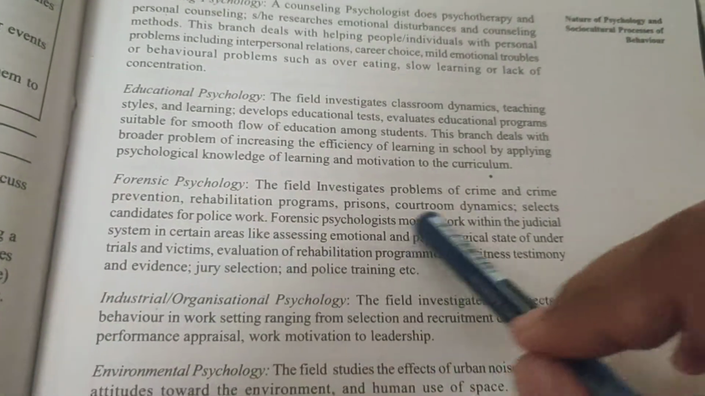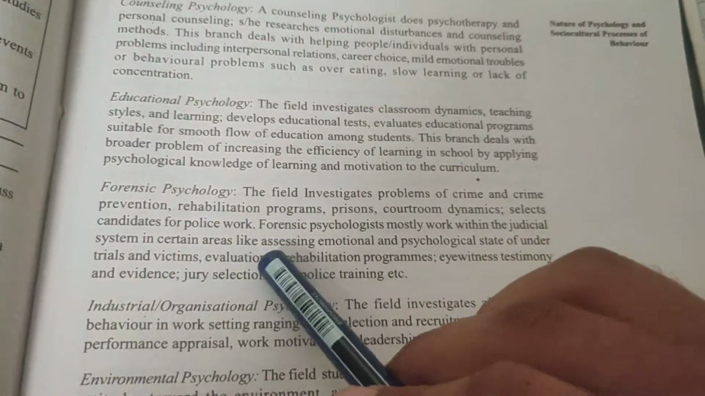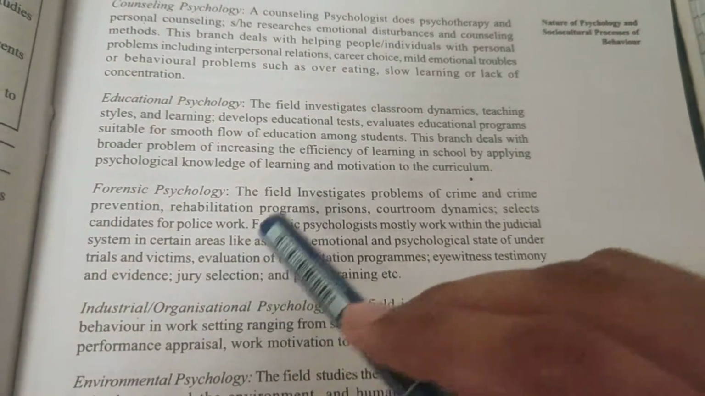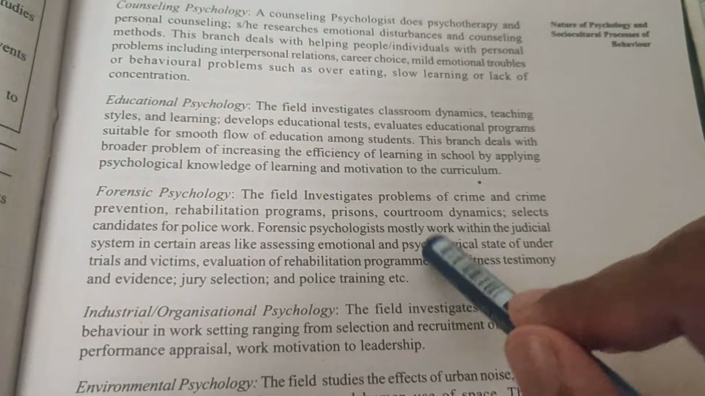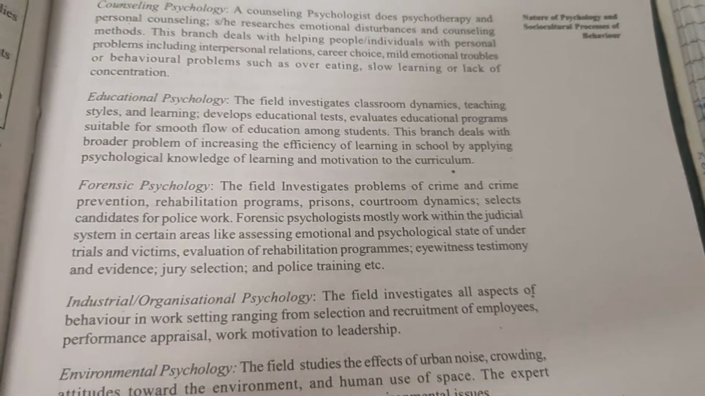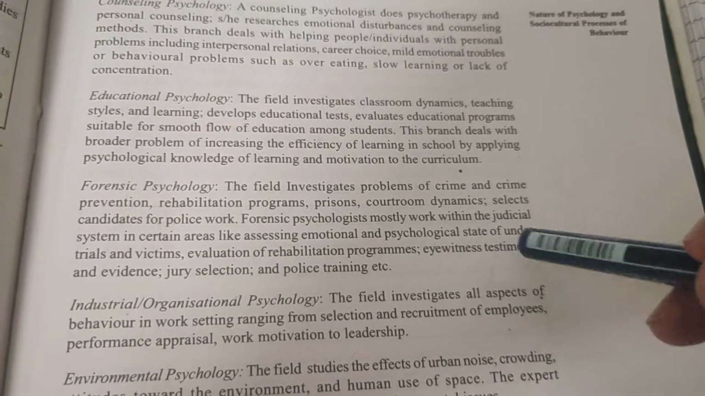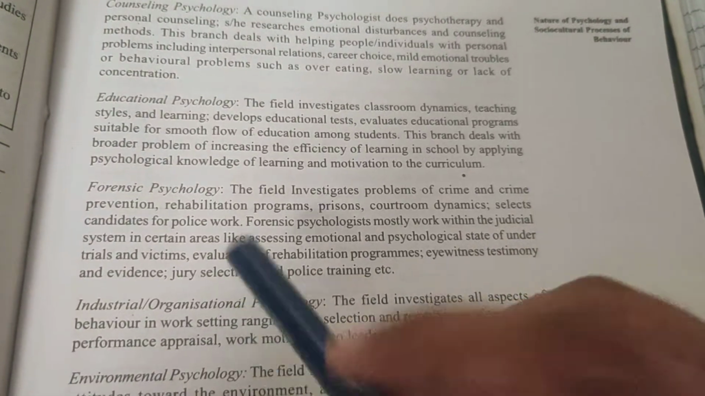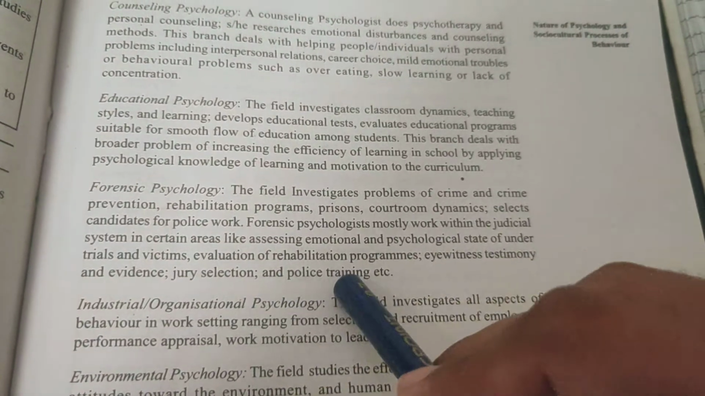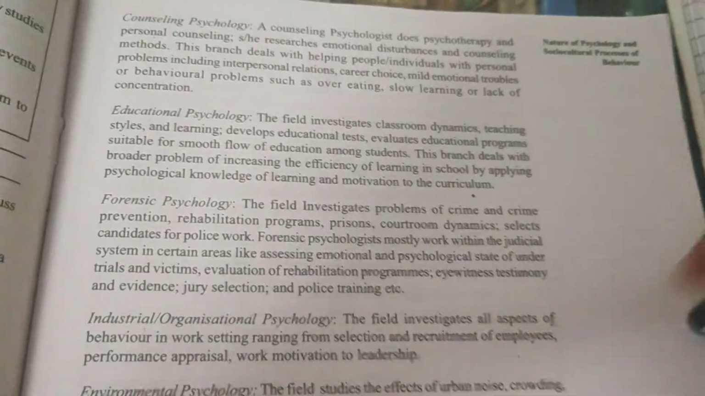Forensic psychology. This field investigates problems of crime and crime prevention, rehabilitation programs, prisons, courtroom dynamics, and selects candidates for police work. Forensic psychologists mostly work within the judicial system in certain areas like assessing the emotional and psychological state of under trials and victims, evaluation of rehabilitation programs, eyewitness testimony and evidence, jury selection, police training, etc.